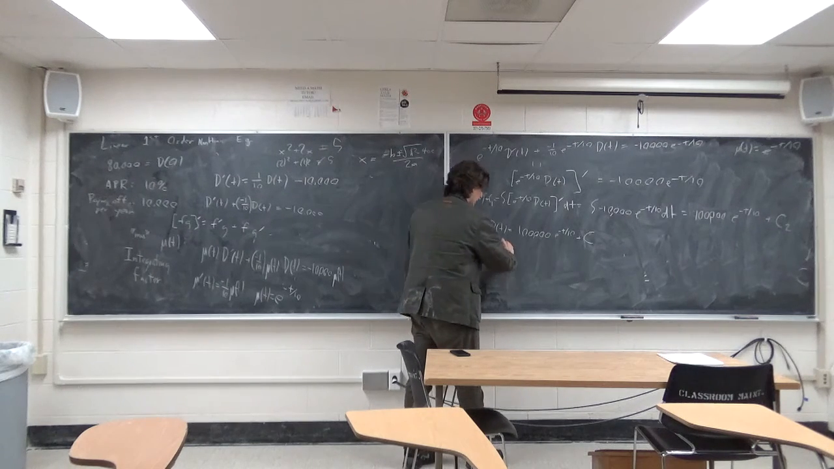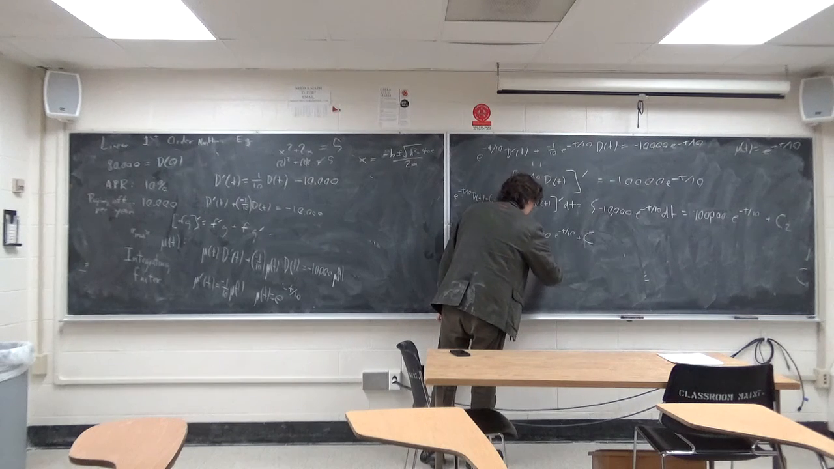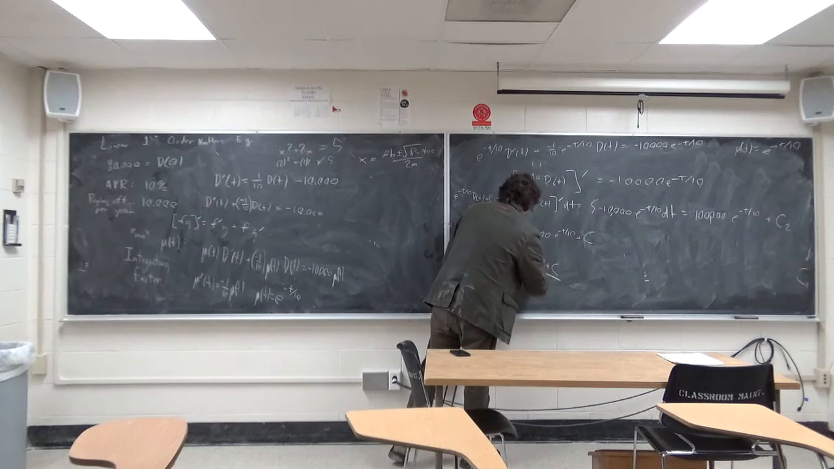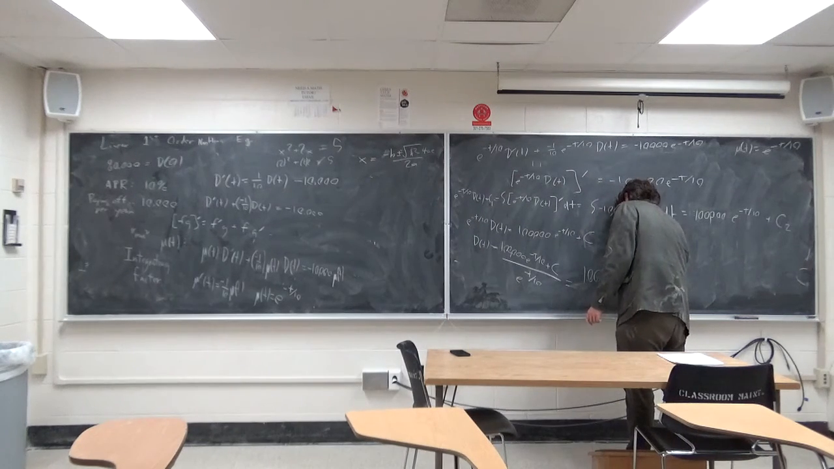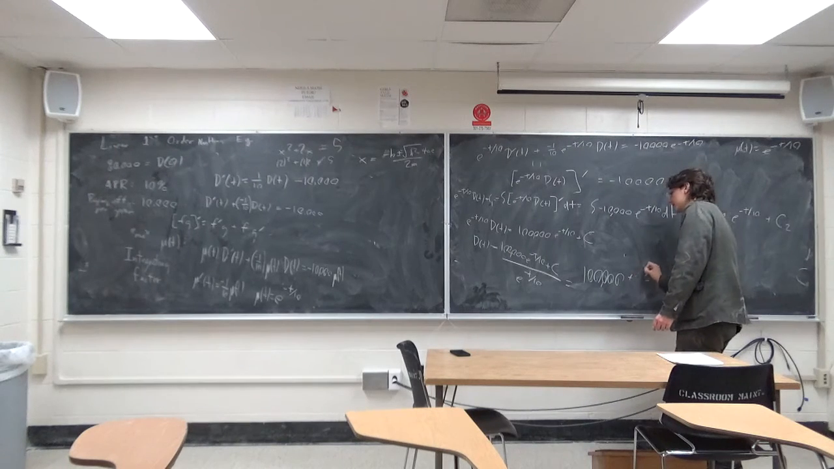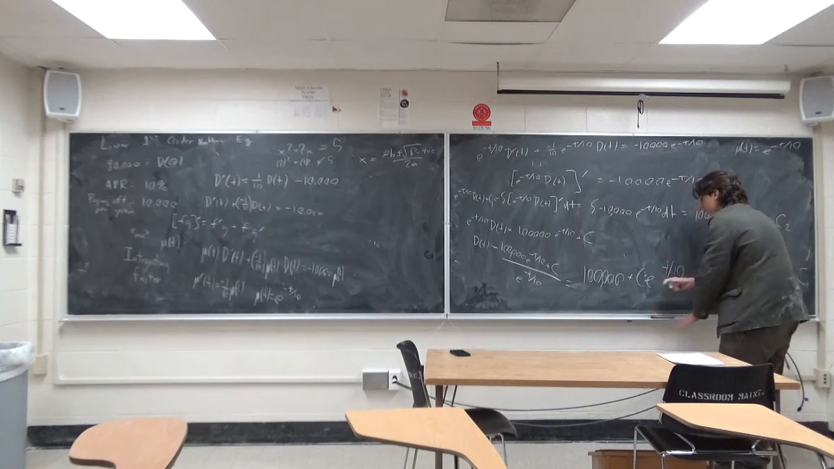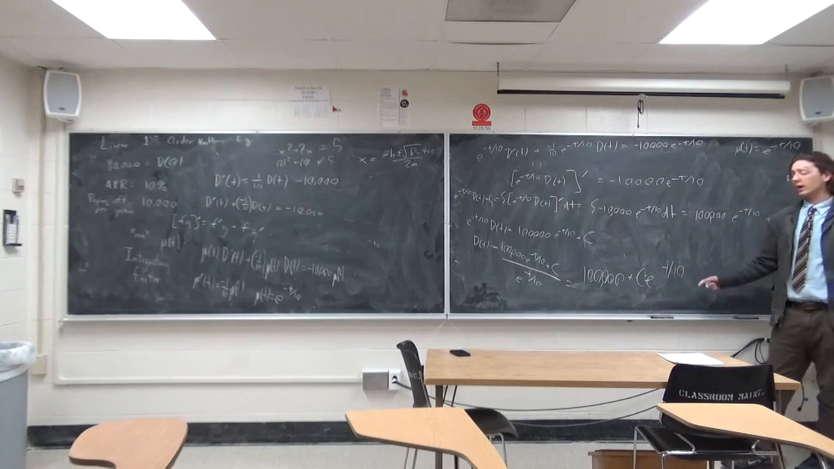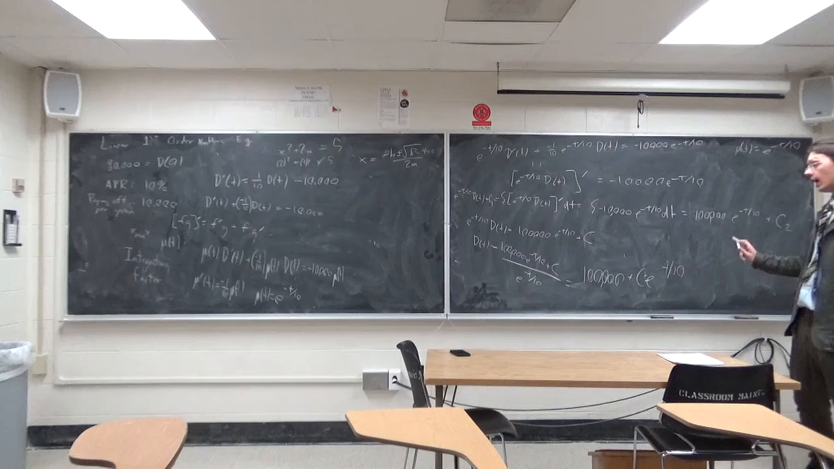Alright, so I get e... 100,000 e^(-t/10) plus C divided by e^(-t/10), which is then just equal to 100,000 plus C e^(t/10). Okay. So, I now have the solution to this problem, or at least I have the form of it.